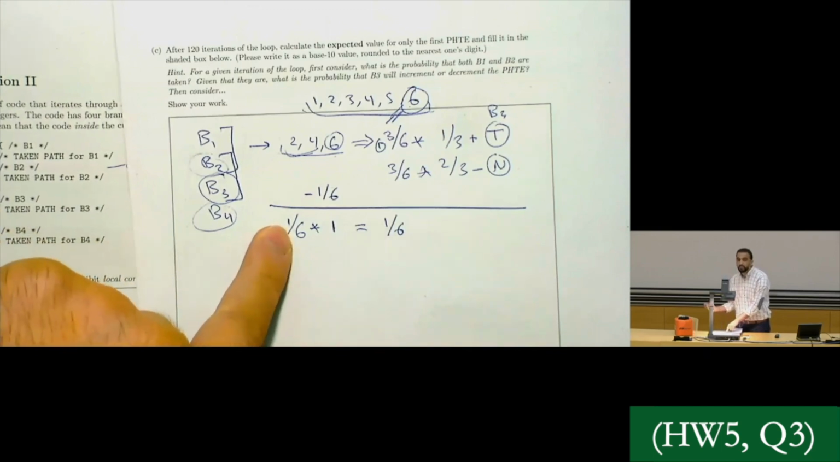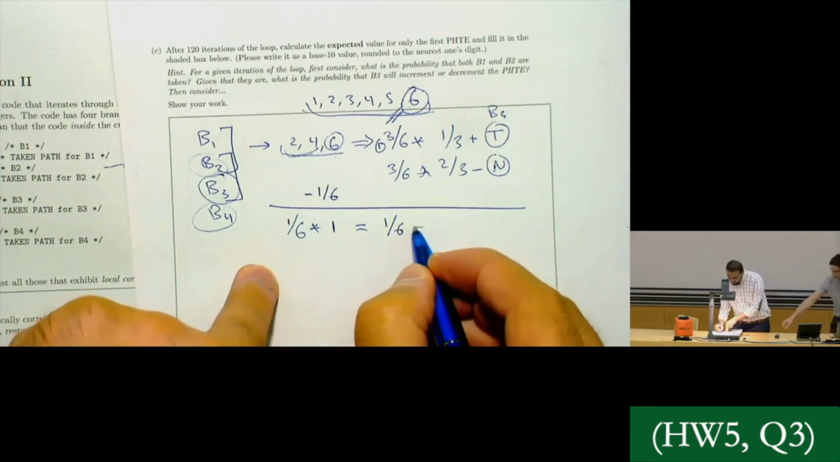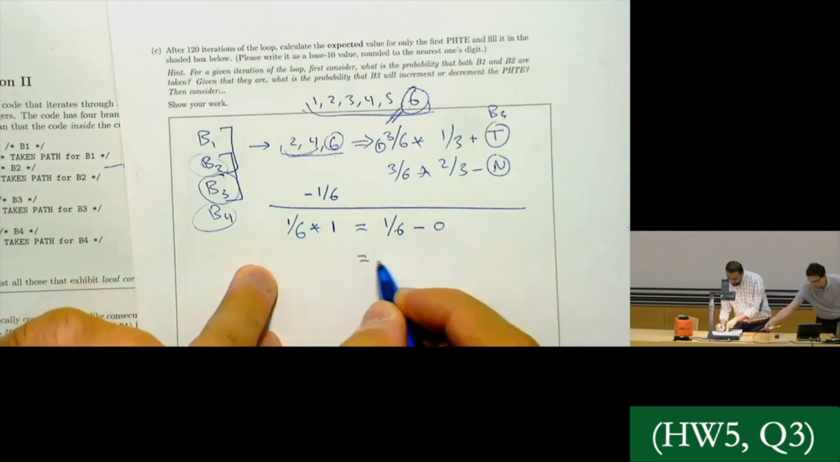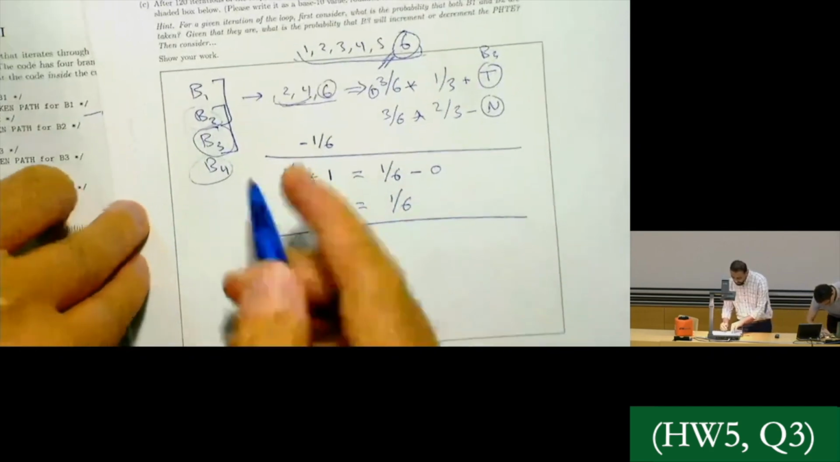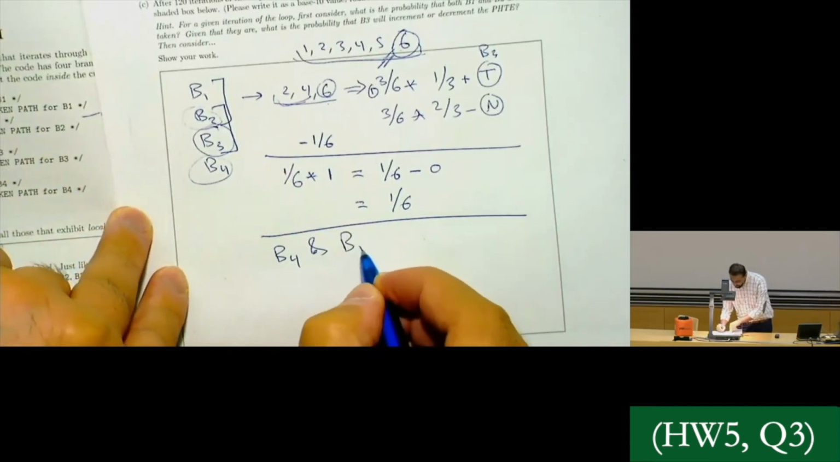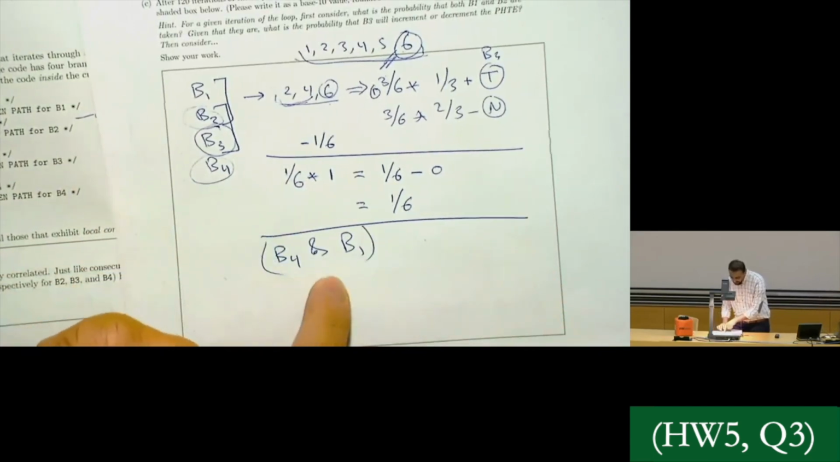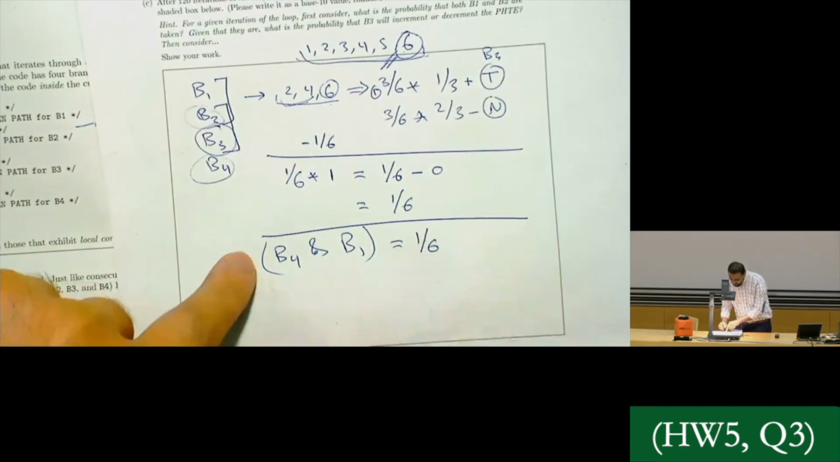Now, what if B4 is not taken? If B4 is not taken, means that there's no other values. I'm having only one value. So that's why minus 0. And I'm having 1 out of 6. Now, you can consider the same thing for B4 and B1, which are taken, and in this case, multiple of 6 is only 1 out of 6.